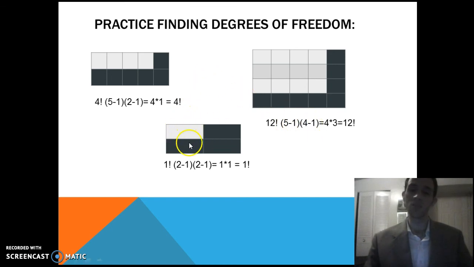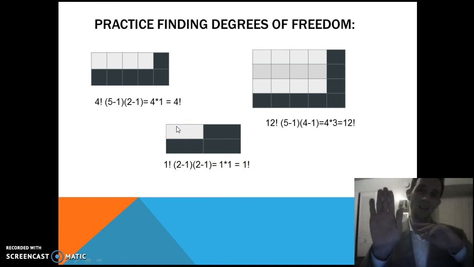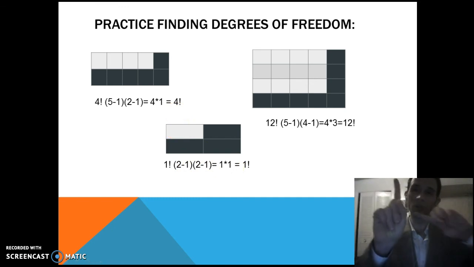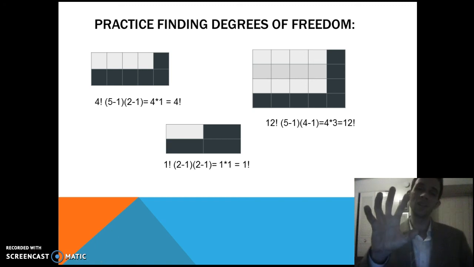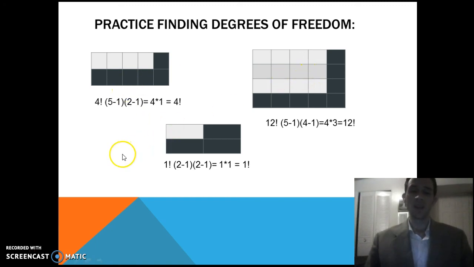It works with a 2 by 2 table. Cover one row, one column. You have 1 cell left. So this is also 2 minus 1 times 2 minus 1, which is 1 times 1, which is 1. So every time, just cover one column and one row, count the remaining cells. That gives you your degrees of freedom. And it's just a little hack.